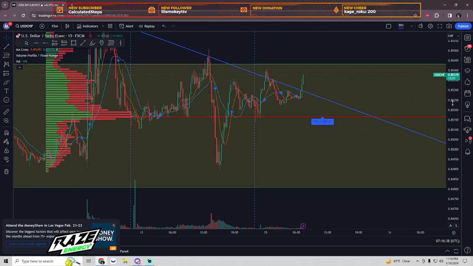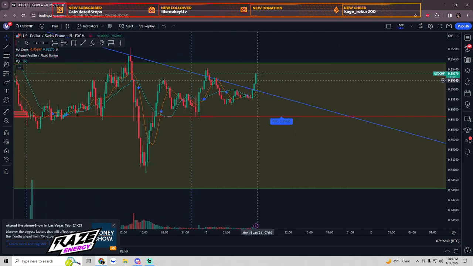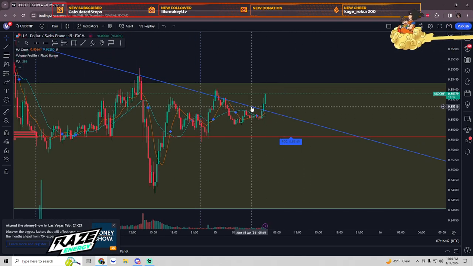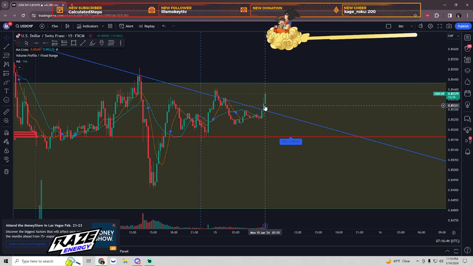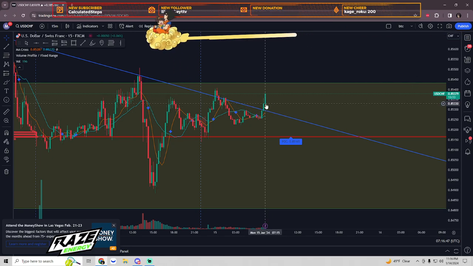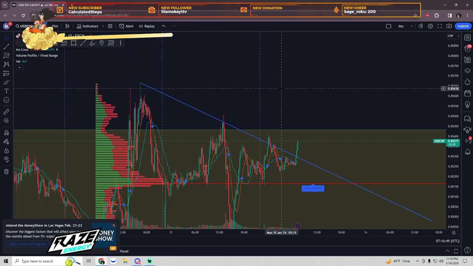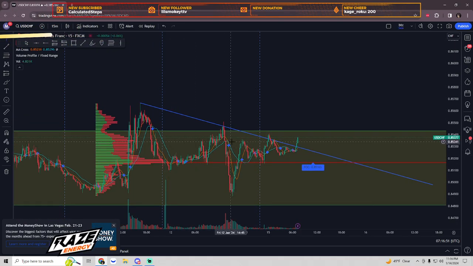As you can see, it's going up, up, up, up, up. We broke above that trend line and we held. Now I would like it to just continue upwards. So for me, I'm looking for it to continue upwards past this green box.